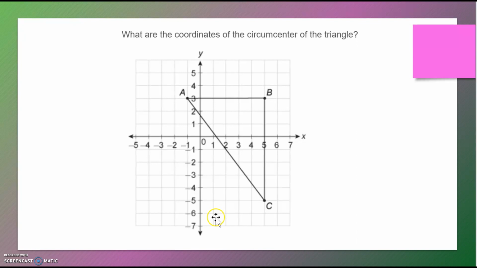Let's try some problems. This first one is, what are the coordinates of the circumcenter? Well, the circumcenter is where each side is bisected by a perpendicular bisector, so making a right angle. Bisector means two equal parts. These sides that are lined horizontally, parallel with the x-axis, are easy to see where the middle of this is.